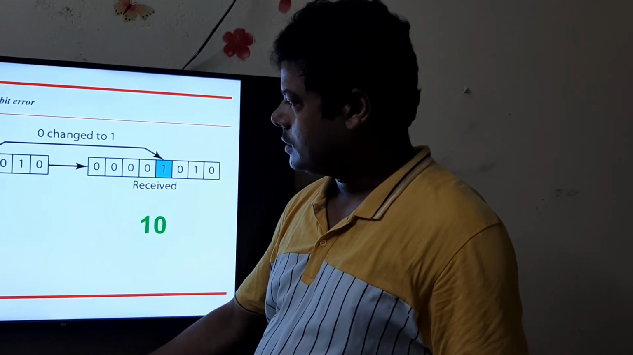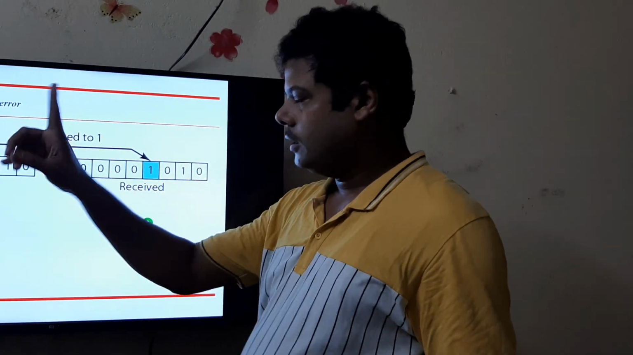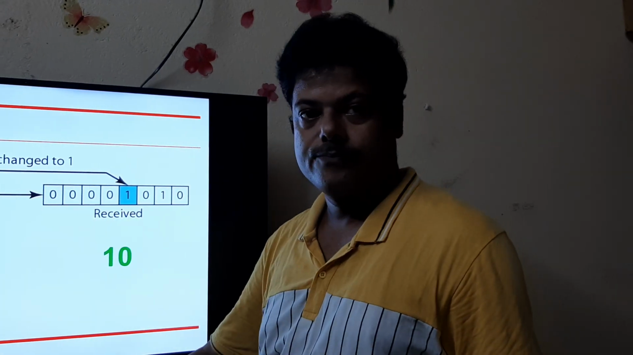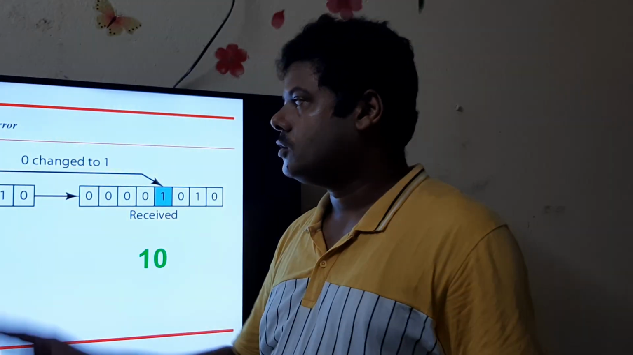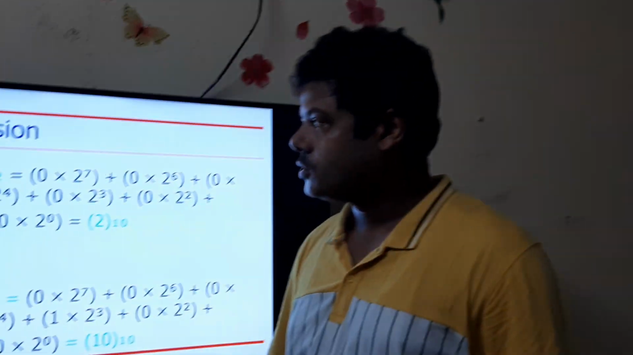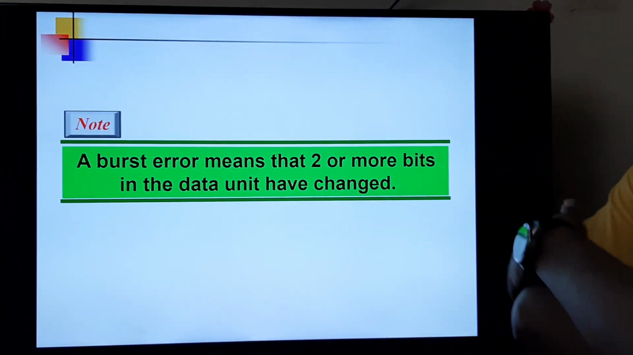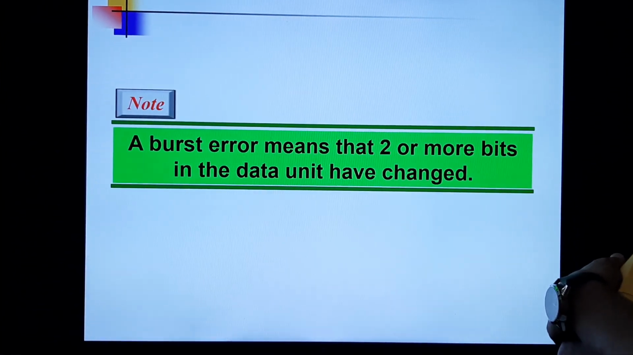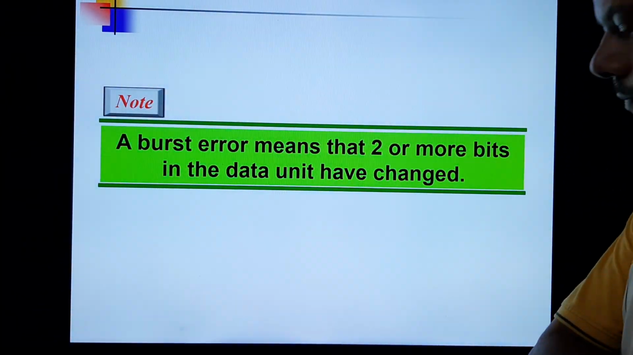So it is a huge change: the sender sends 2, and due to a single bit error, the resultant output is 10. This is known as the single bit error. Then go for the next one. The next one is the burst error, which means that 2 or more bits in the data unit have changed.